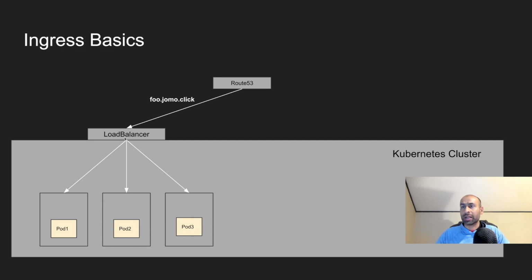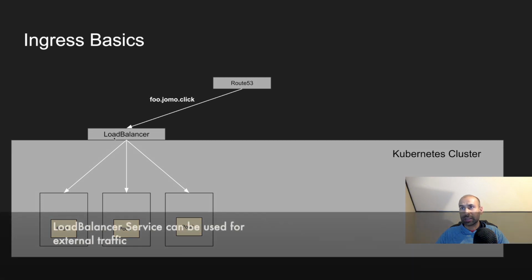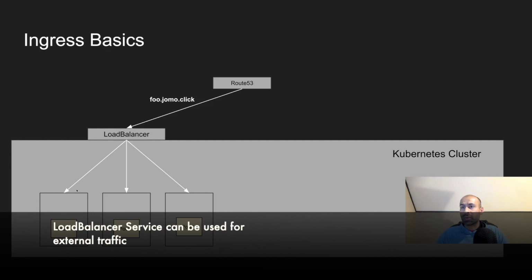If we set up a LoadBalancer service, suppose our site is foo.jomo.click, which is what we'll set up in the actual example also. And assuming in Route 53 we set up a rule that whatever traffic comes to foo.jomo.click should go to the load balancer, and the load balancer would forward the traffic to all of these 3 pods. So this is how we could do it through a load balancer.